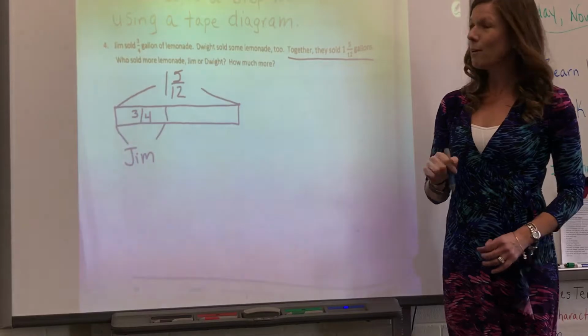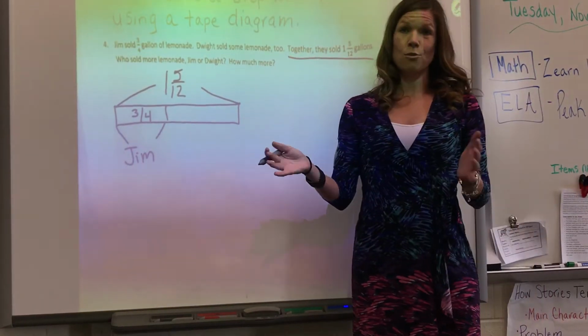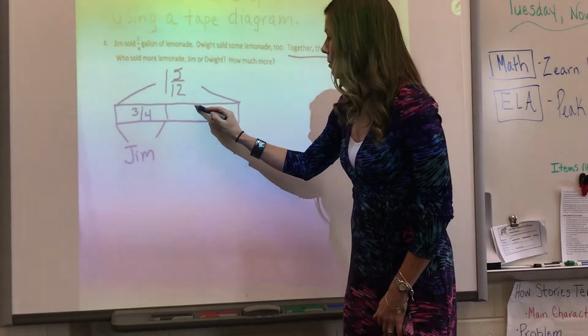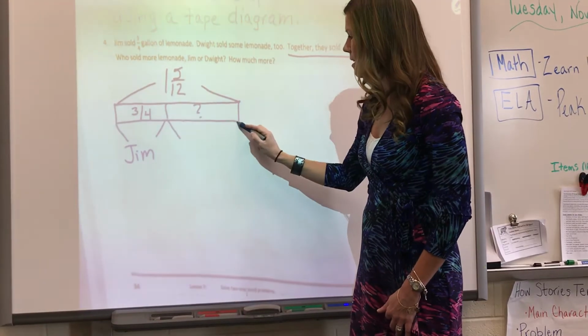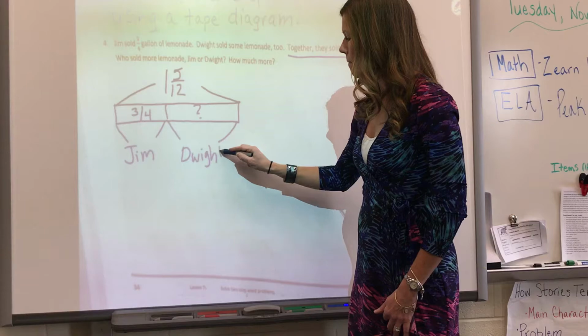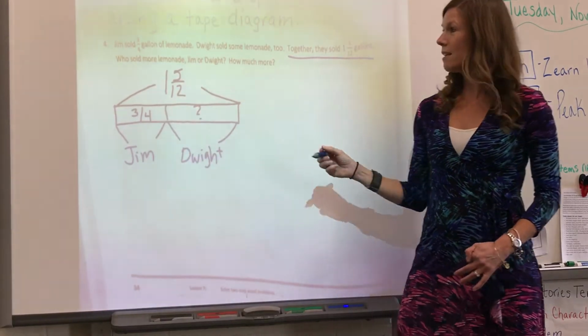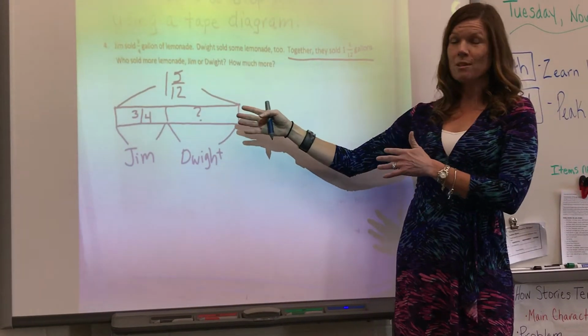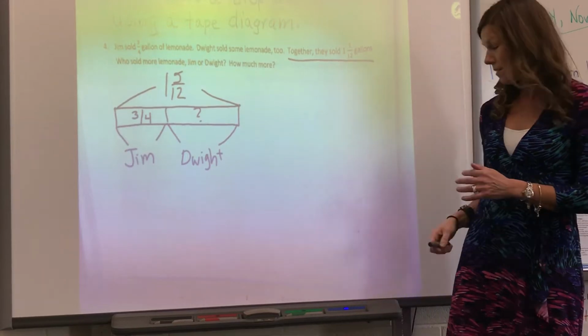The other person in the problem is Dwight. Dwight is the unknown. We don't know how much Dwight sold. So we're going to put a question mark here, and this represents Dwight. So the tape diagram is a picture or visual representation of what the problem told us.